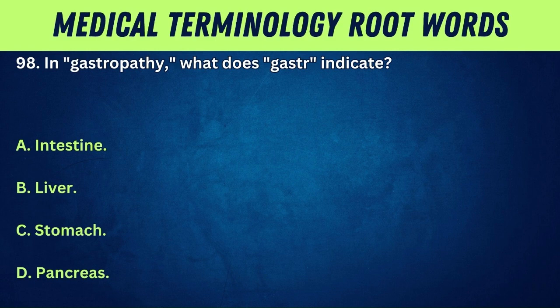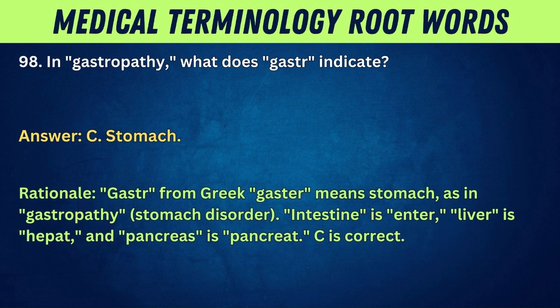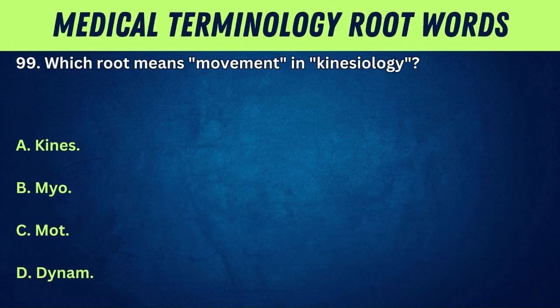98. In gastropathy, what does gaster indicate? A. Intestine. B. Liver. C. Stomach. D. Pancreas. Answer: C. Stomach. Rationale: gaster, from Greek gaster, means stomach, as in gastropathy, stomach disorder. Intestine is enter, liver is hepat, and pancreas is pancreat. C is correct.